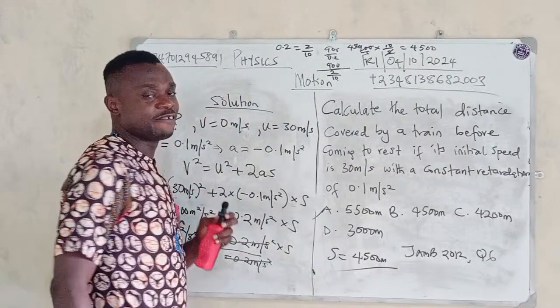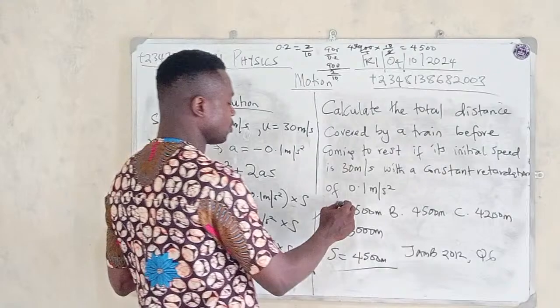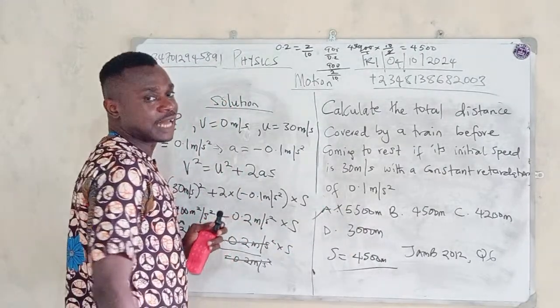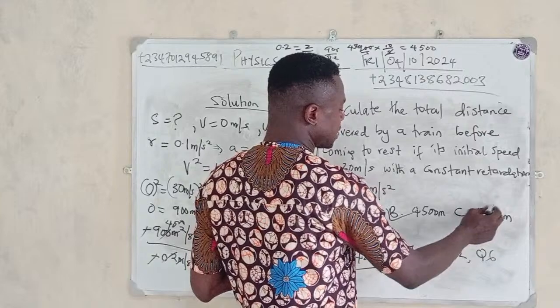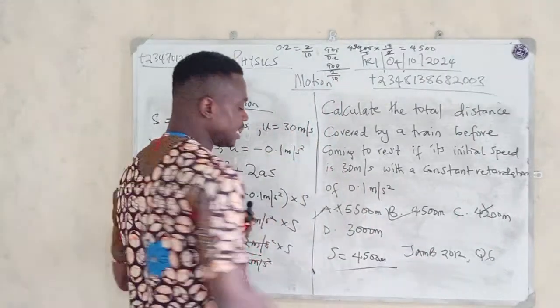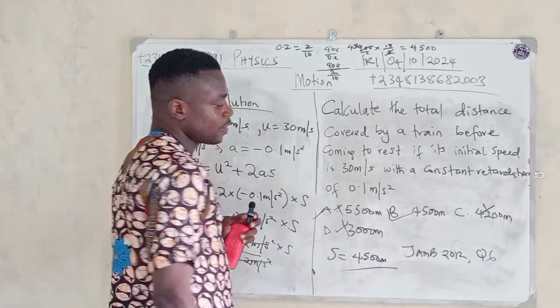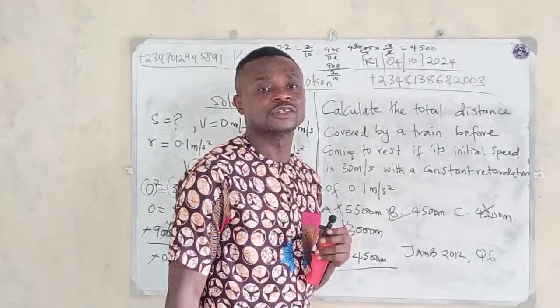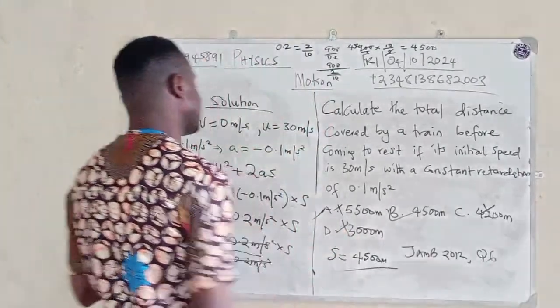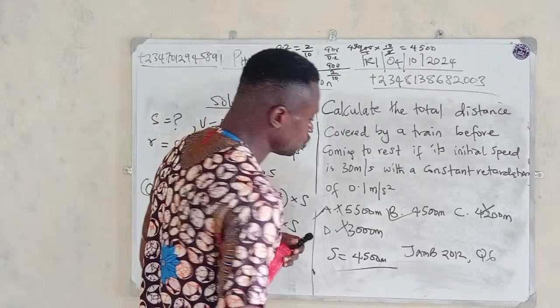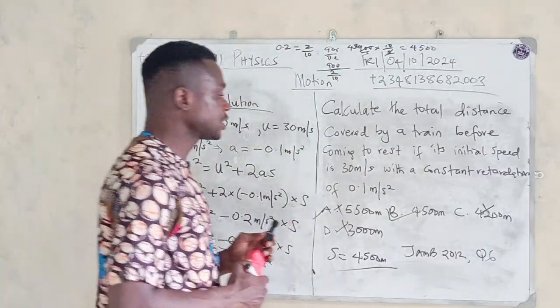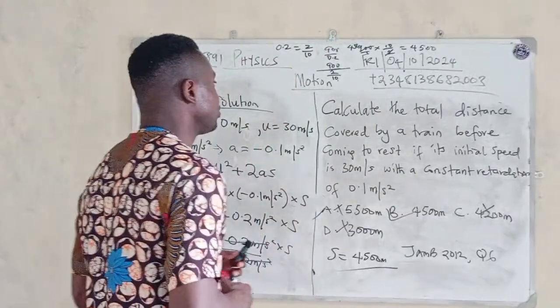Option A says 5,500 meters, which is wrong. B says 4,500 meters, which is correct. C, 4,200 meters, is wrong. D, 3,000 meters, is wrong. So the answer is what? 4,500 meters. So the answer to JAMB 2012 question 6 is 4,500 meters.